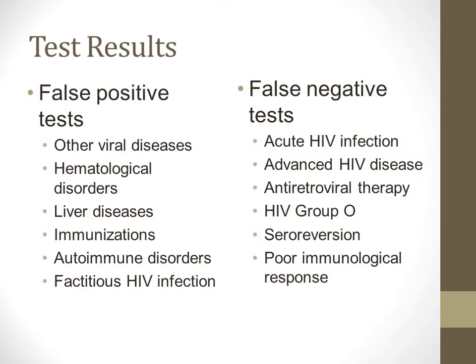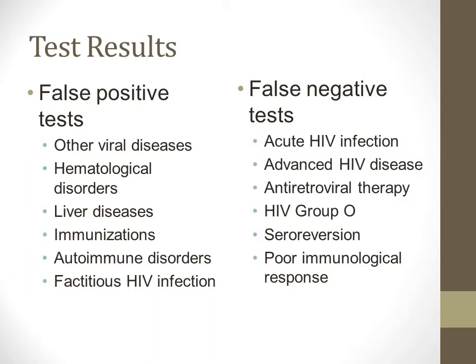False negative tests would usually happen in acute HIV infection during the window period. They may also happen in advanced HIV disease, and sometimes with antiretroviral therapy, where the antibody level is so low that it cannot be detected. You also have false negative test results with HIV group O, or in situations of seroreversion, which is not very common and happens a lot in infants, where with early treatment patients are able to not show antibodies for HIV.